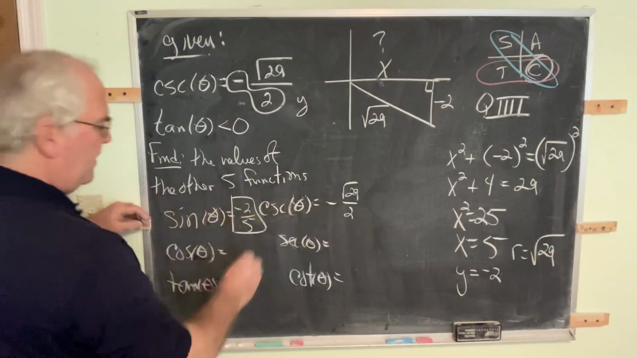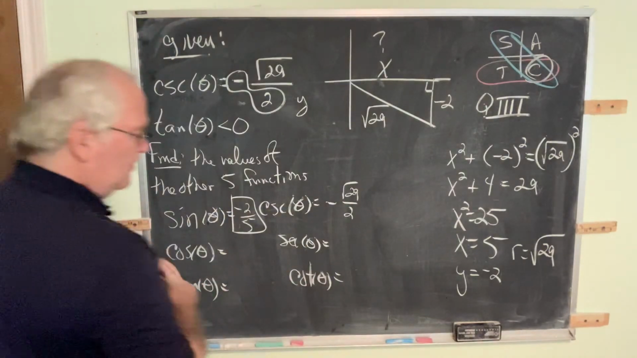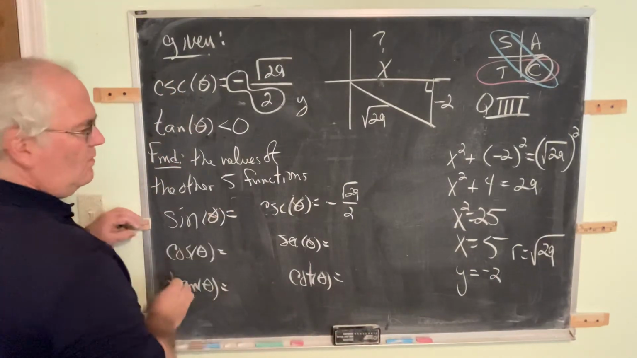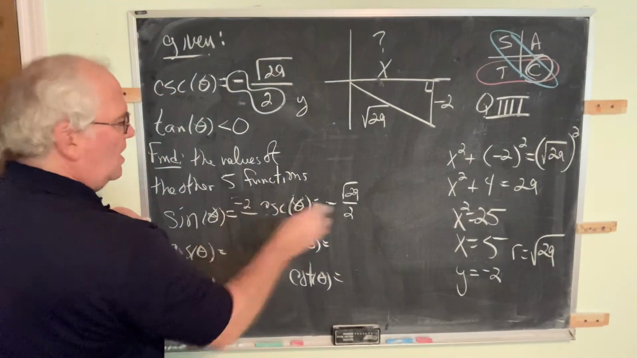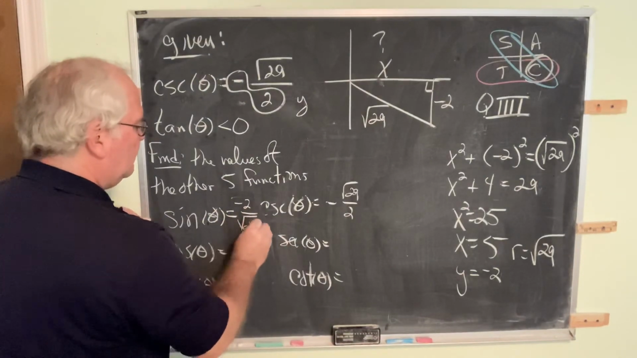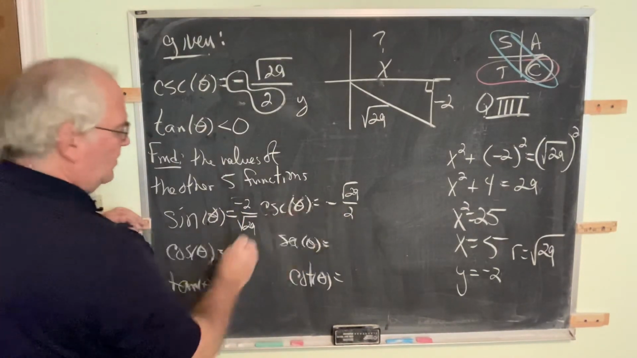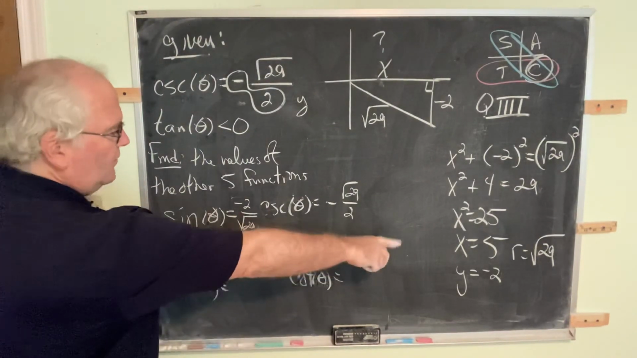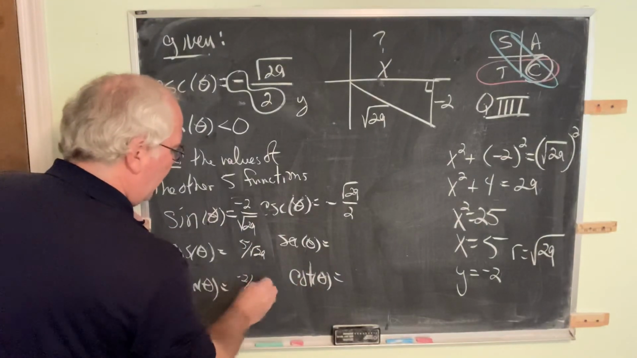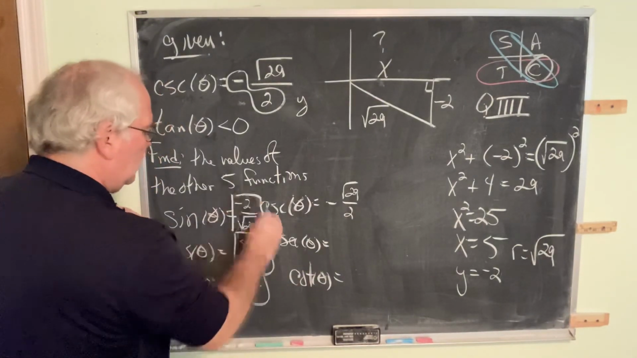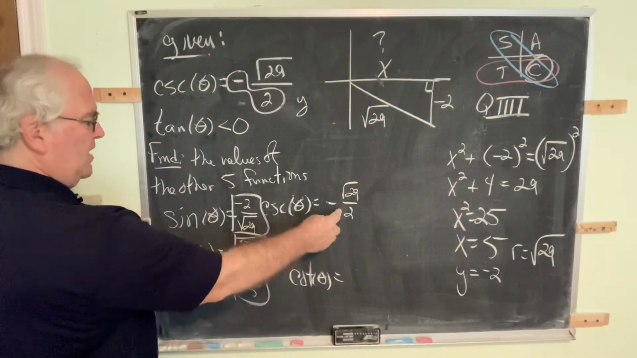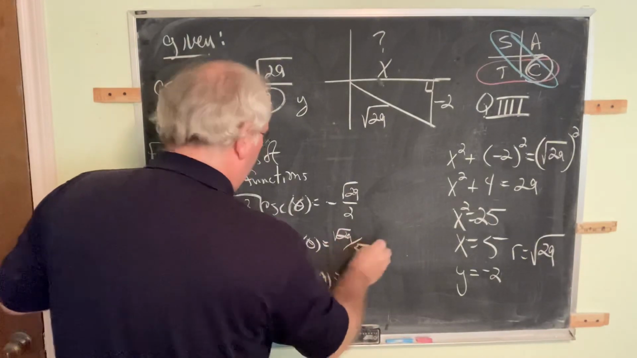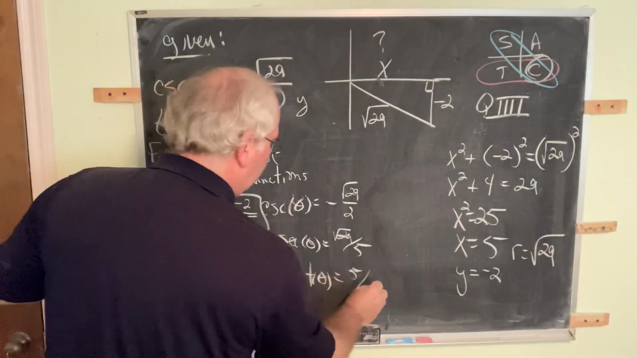Cosine is x over r. Oh, I have the wrong r there, don't I? Sorry. Sine is y over r. Y is negative 2, r is square root 29. Cosine is x over r, that's 5 over square root 29. Tangent is y over x, negative 2 over 5. Once we have these, just form the reciprocals. We're given cosecant, reciprocal here, and reciprocal here, and we're out.